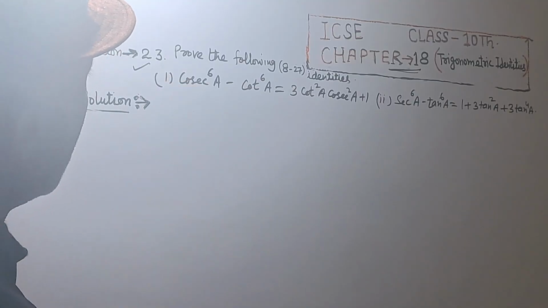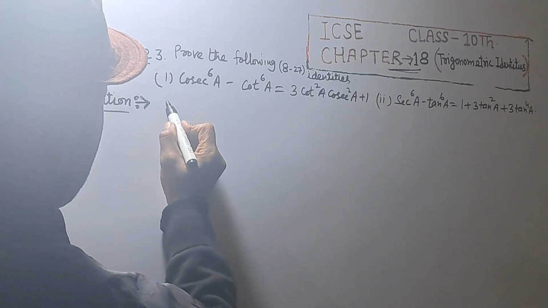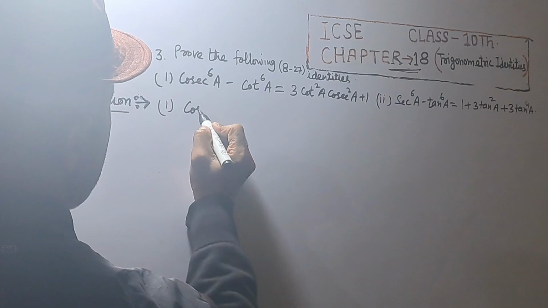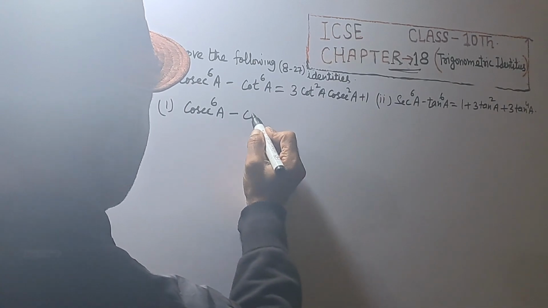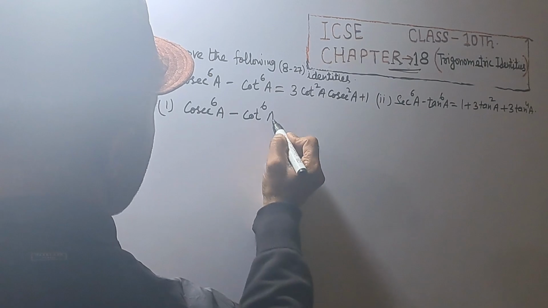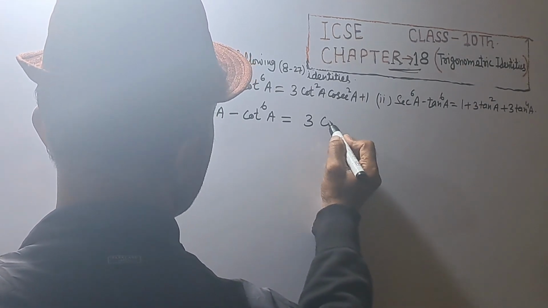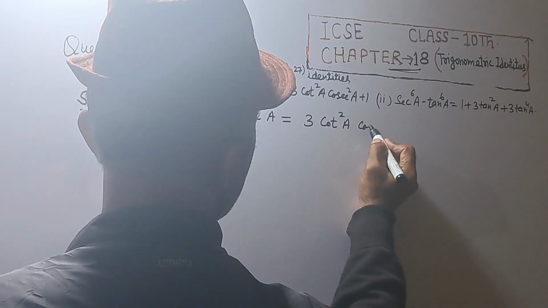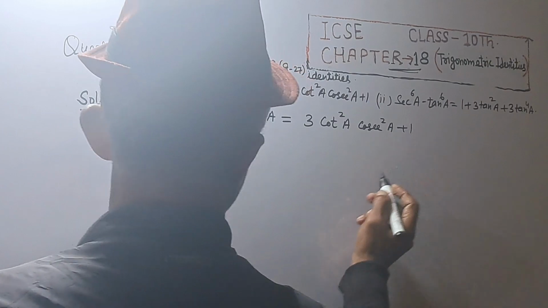Question number 23. Prove the following identities. First part is given: cosec^6 A minus cot^6 A is equal to 3 cot^2 A cosec^2 A plus 1.